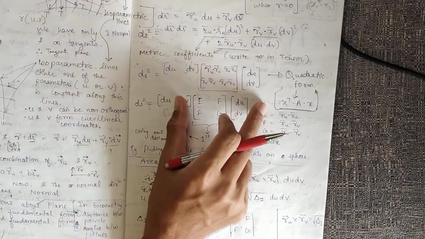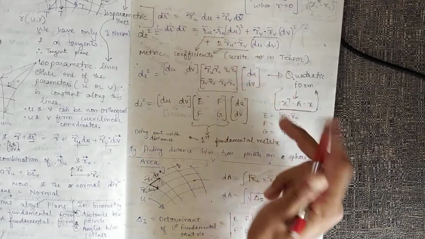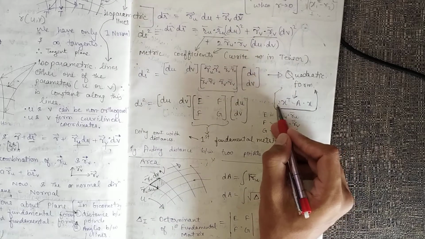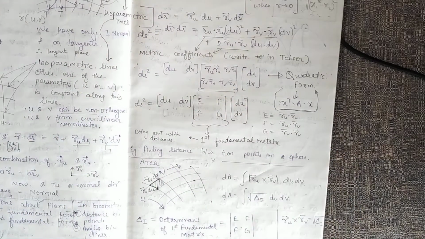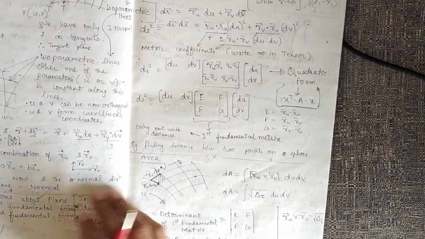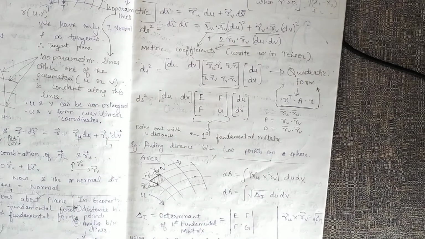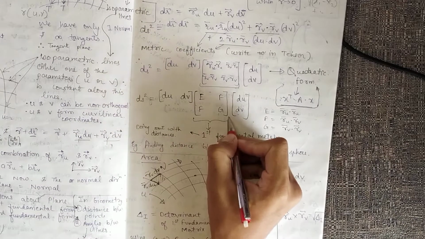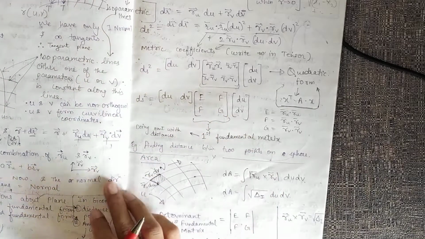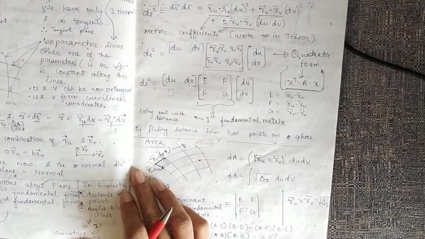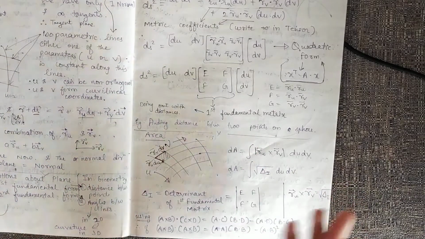This matrix is called the first fundamental matrix, with E, F, G as above, and this is the quadratic form of the matrix, like x square plus y square plus 2xy. We write this as x, x transpose, and some matrix in between, making a quadratic form. Whenever we use this matrix, we are doing something related to distances between points. One simple problem could be to find the distance between two points on a sphere.